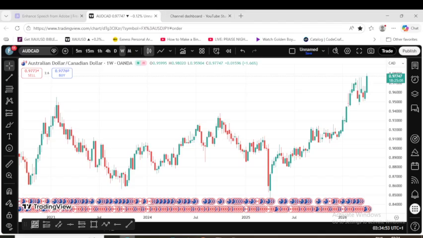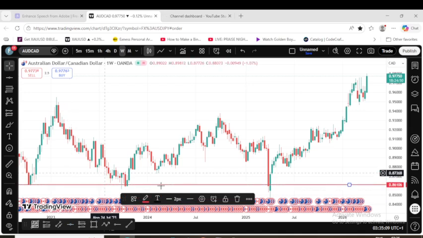Good morning, everyone. Today we're going to be doing a top to bottom analysis on the Australian dollar, Canadian dollar, starting from the 1 week time frame. And as we usually do, we'll start our analysis by identifying our zones.